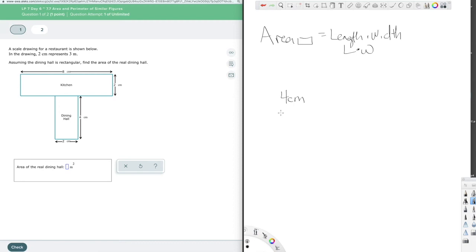So let's see, we're going to find the length of the real dining hall and we're going to find the width of the real dining hall. I kind of actually like to give myself a little map. So I do drawing to real and I set up a little proportion like this. So in the drawing, we have the length and then width.